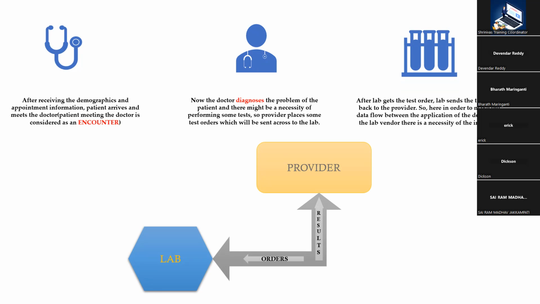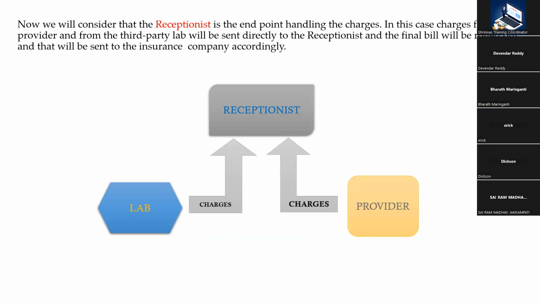Then the provider will go ahead and take a look at the results and then finalize what problem the patient has and prescribe the medicine. And after that, there will be set of charges that will be incurred to the patient for the labs that they have performed, for the provider related services that they have given, and so on. And all the charges will be sent to the receptionist. Receptionist will go ahead and generate a claim and send it to the insurance company, right? So this is what the hospital workflow looks like, and that's where the patient's outpatient visit concludes, right?